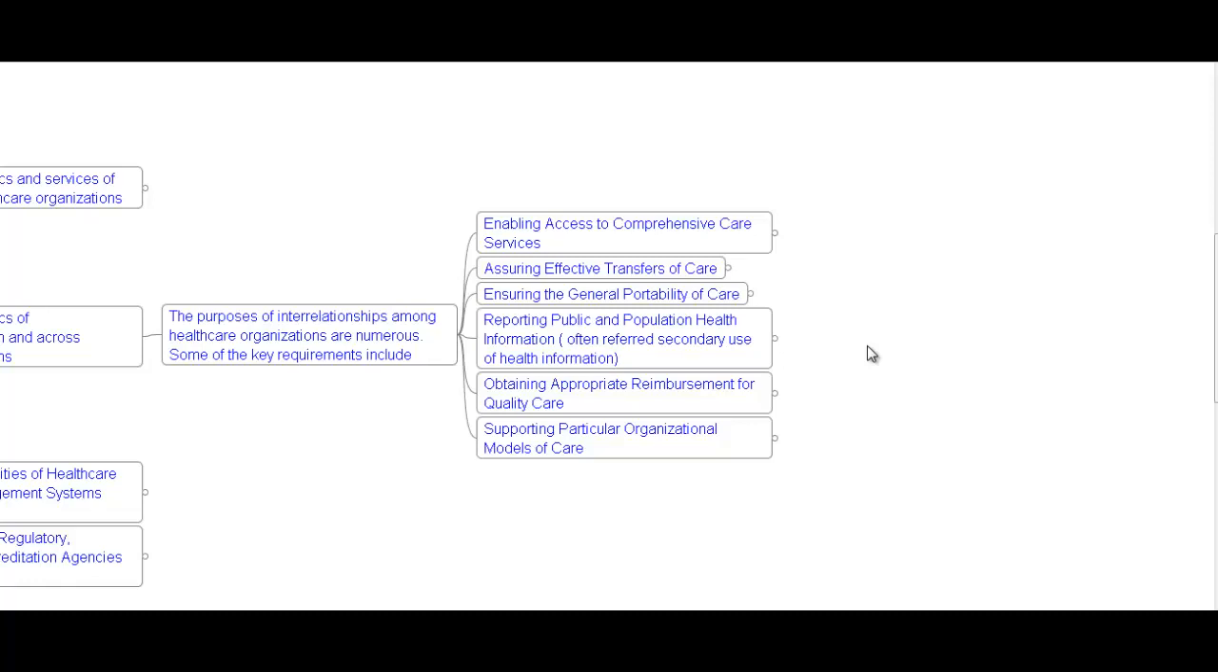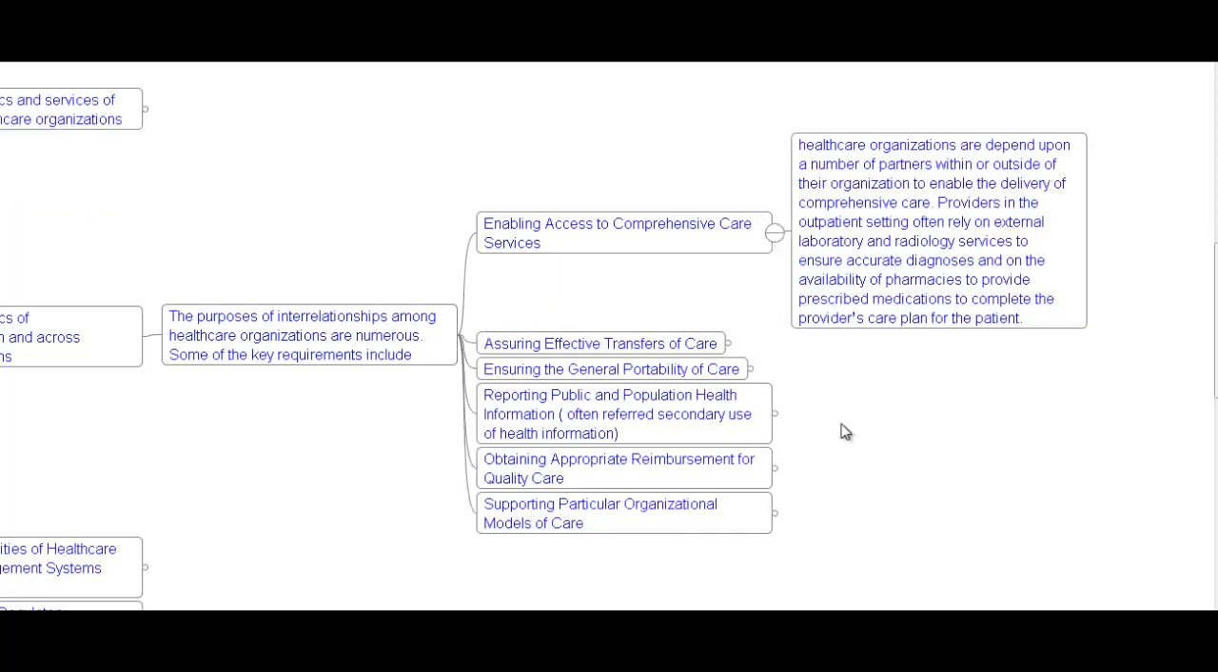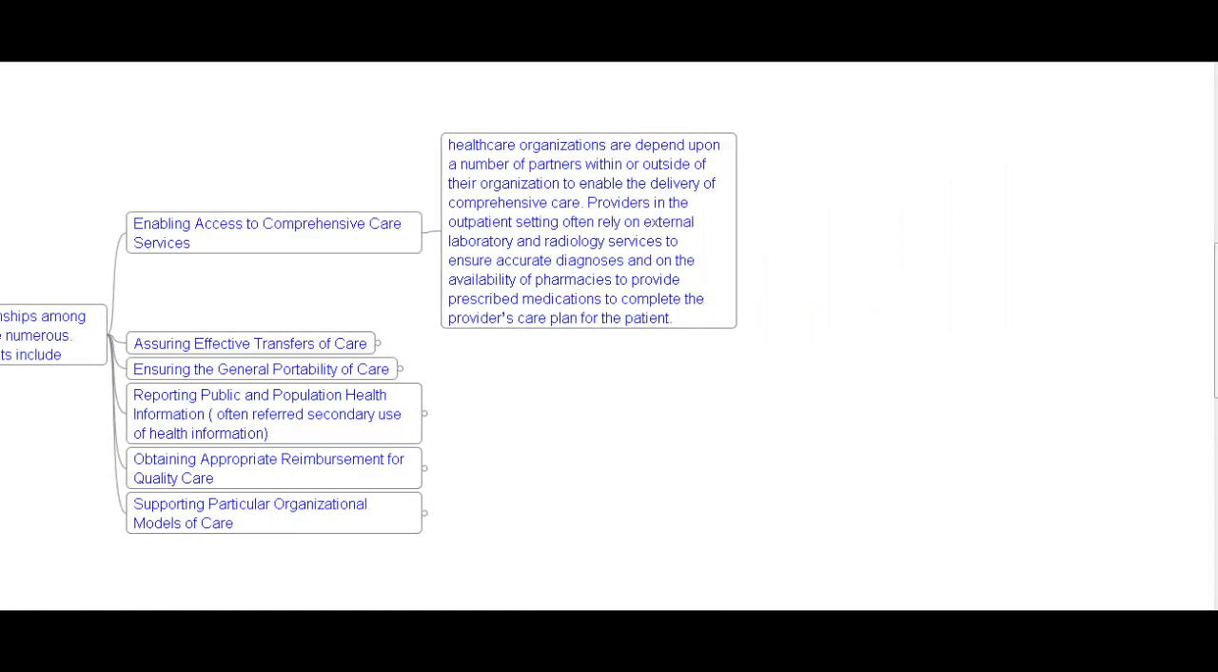Let us explore each key requirement a little deeper. Enabling access to comprehensive care services. Health organizations depend upon a number of partners within or outside of their organization to enable the delivery of comprehensive care. Providers in outpatient settings often rely on external laboratory and radiology services to ensure accurate diagnosis, and on the availability of pharmacists to provide prescribed medication to complete the provider's care plan for patients. Now let's see the next requirement.